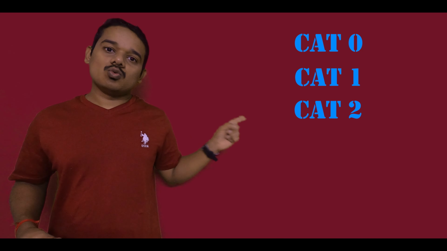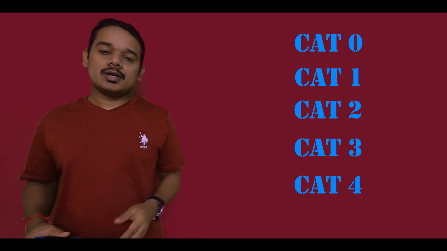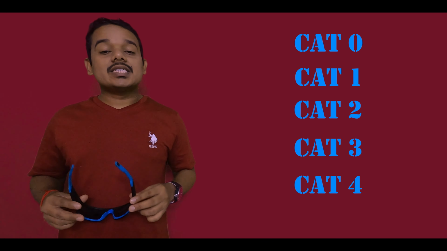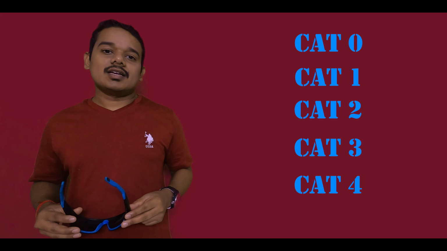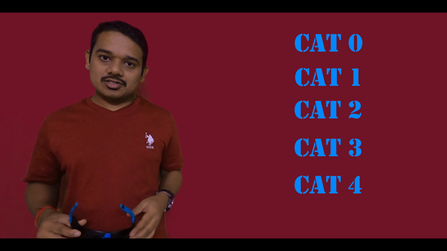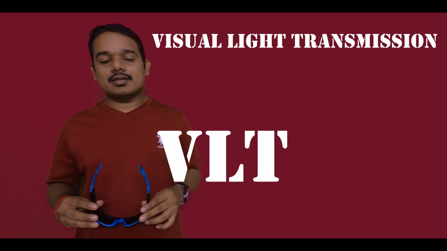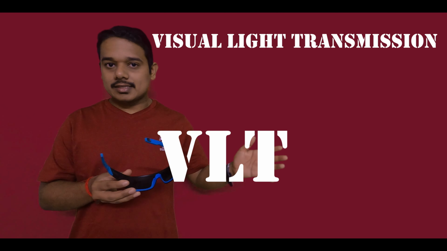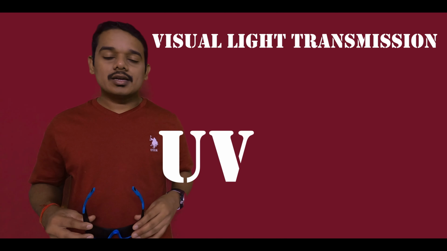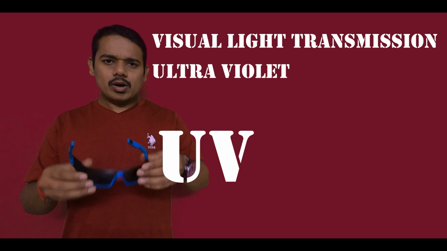It is categorized into 5 types: Cat 0, Cat 1, Cat 2, Cat 3 and Cat 4. Based on the percentage of 2 main factors, we arrive at these categories. One is VLT, visual light transmission, that is our normal light passing through the lens. The second one is UV, ultraviolet rays, that everyone knows. So let's go to the first category, Cat 0.